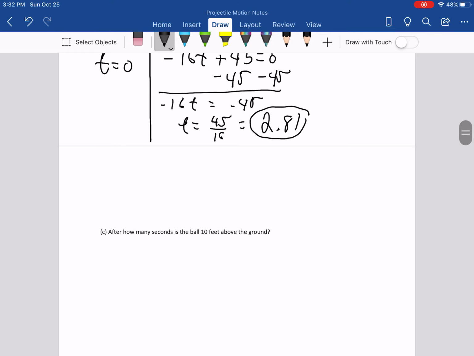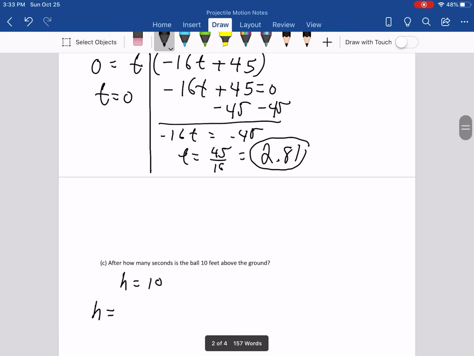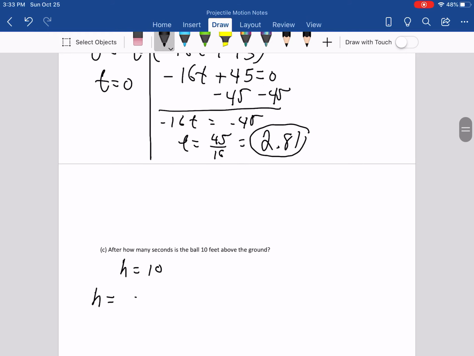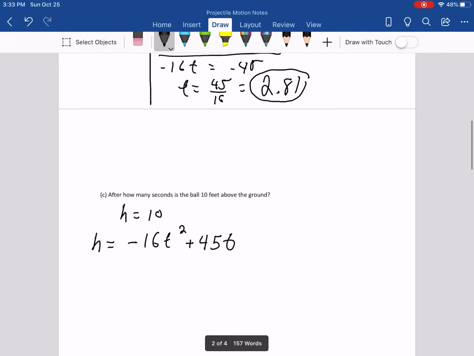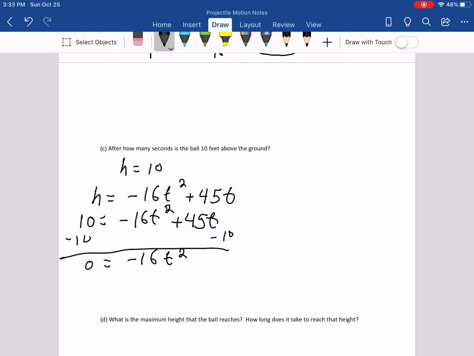Okay, after how many seconds is the ball 10 feet above the ground? If it's 10 feet above the ground, that means h is equal to 10. So we have our equation for the position of the golf ball, negative 16t squared. So we want to solve the quadratic equation 10 equals negative 16t squared plus 45t. So I'll subtract 10 from each side. So we have 0 equals negative 16t squared plus 45t minus 10.